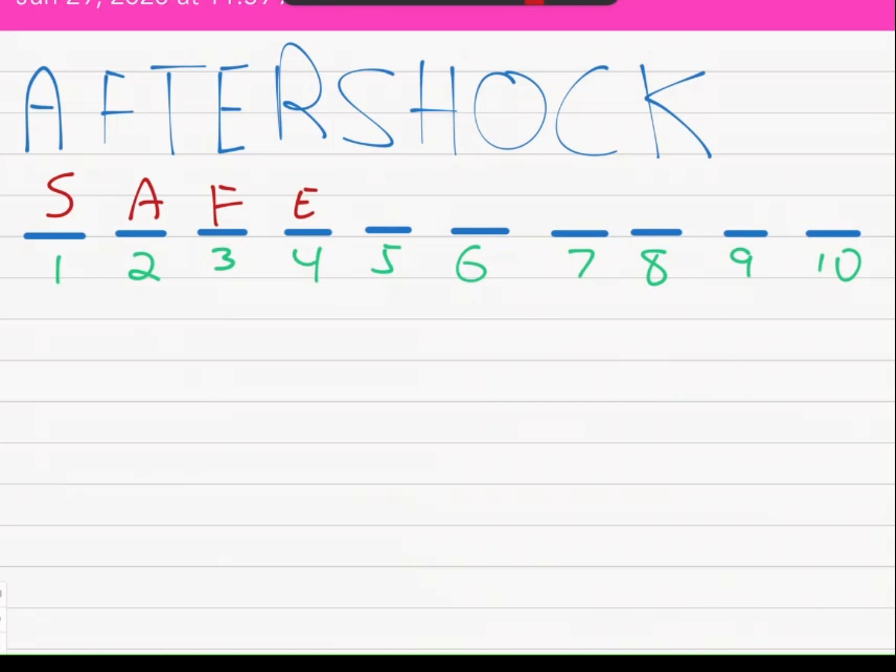And then the question is, how many of these rearrangements will have the word safe spelled out in the first 4 slots? Well, there's only one way to have an S, an A, an F, and an E in the first 4 slots. But then there are 6 choices left for the 5th slot and 5 choices left, and then 4, 3, 2, and 1 choice left for each of the other slots. So that means there are 6 factorial ways that the word safe could appear in the first 4 letters, and then the remaining 6 letters are permuted.